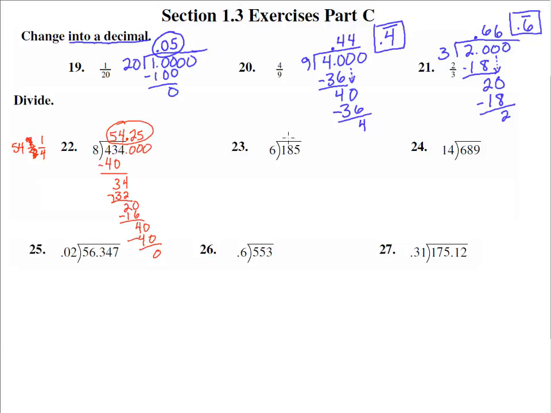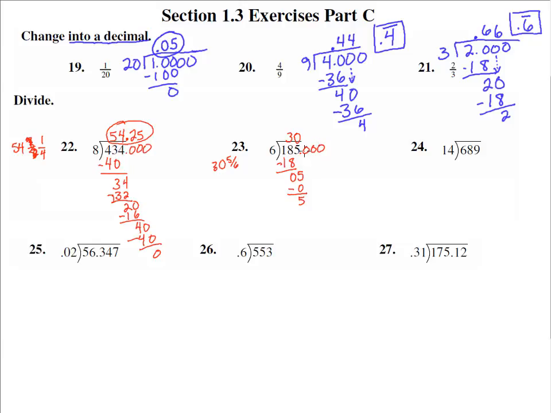6 goes into 18 3 times. 3 times 6 is 18. Subtract it. Hey, that went in evenly, but we still have this 5 to deal with. 6 goes into 5. It doesn't. So that's a 0. Multiply. 0 times 6 is 0. 5 minus 0 is 5. And so you could write down 30 and 5/6 as an answer. Let's keep going to see what the decimal is.